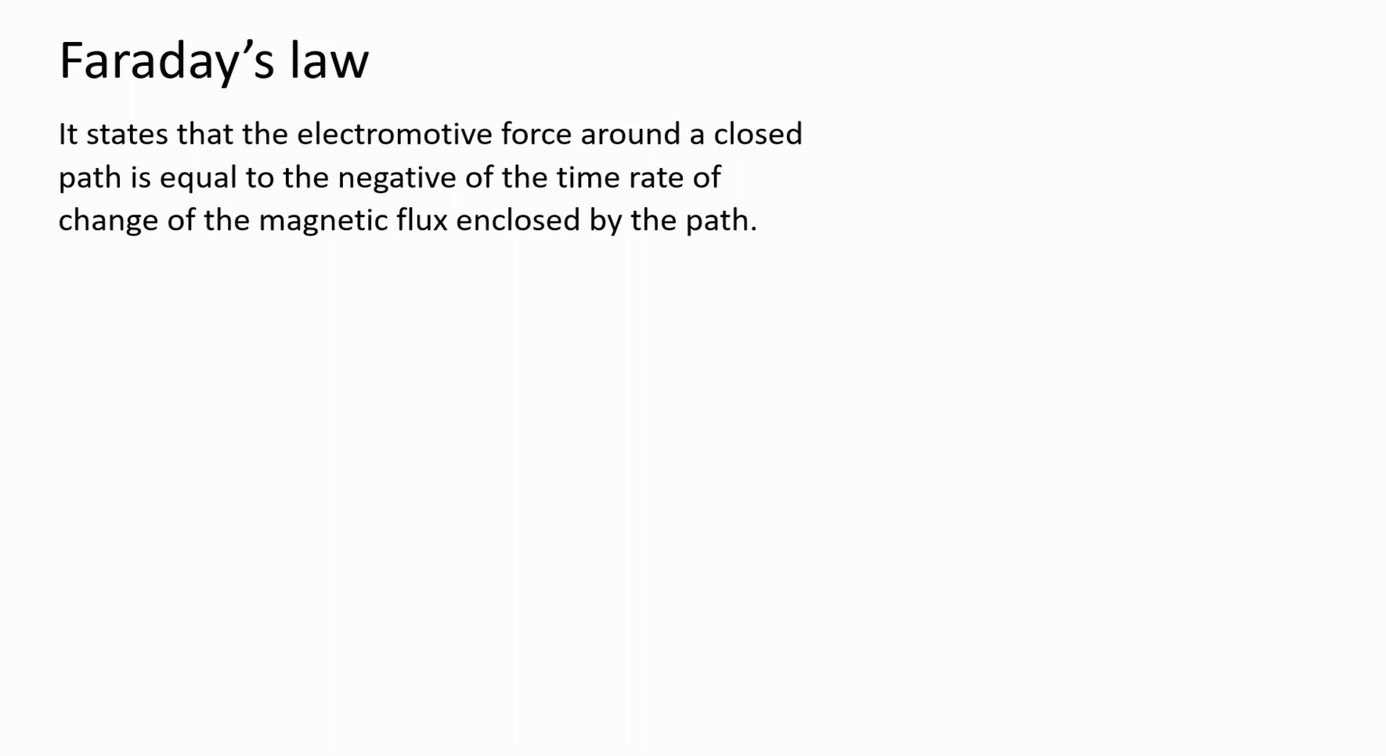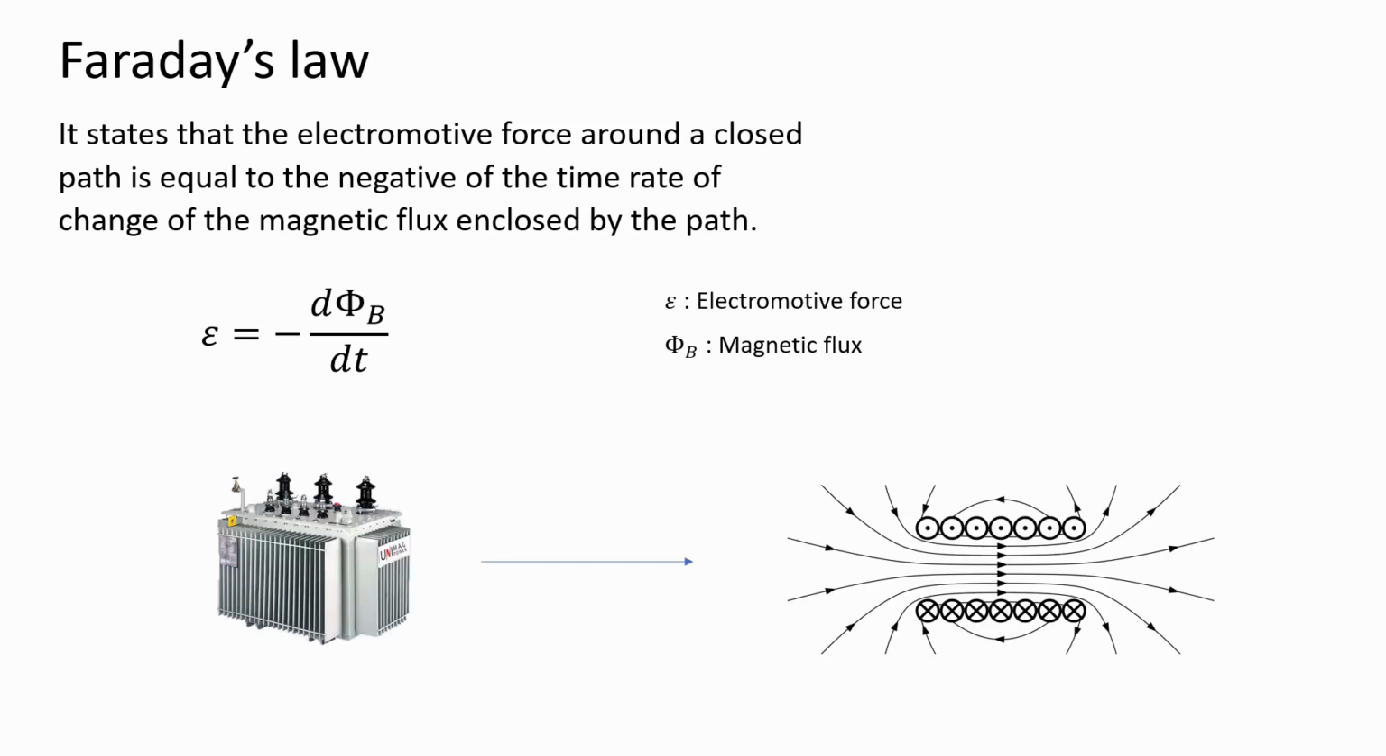So what does this law state? It states that the electromotive force around a closed path is equal to the negative of the time rate of change of the magnetic flux enclosed by the path. The electromotive force is indicated with epsilon, meanwhile the magnetic flux with phi. This law is the basis of the operation for transformers, inductors and a lot of electrical motors.